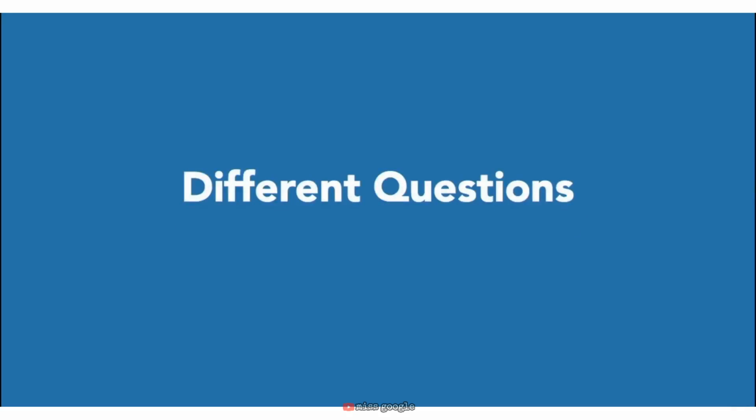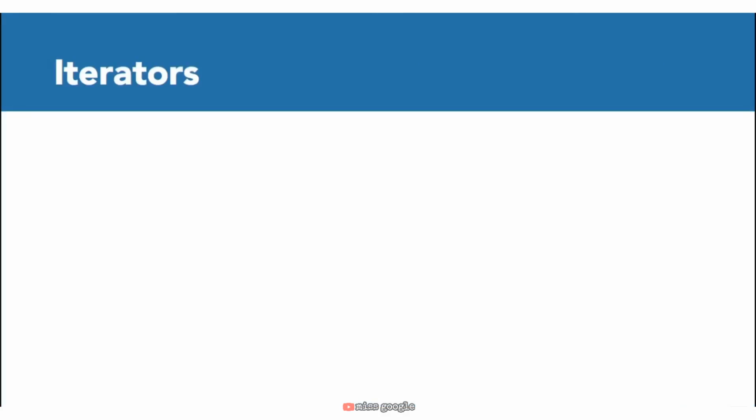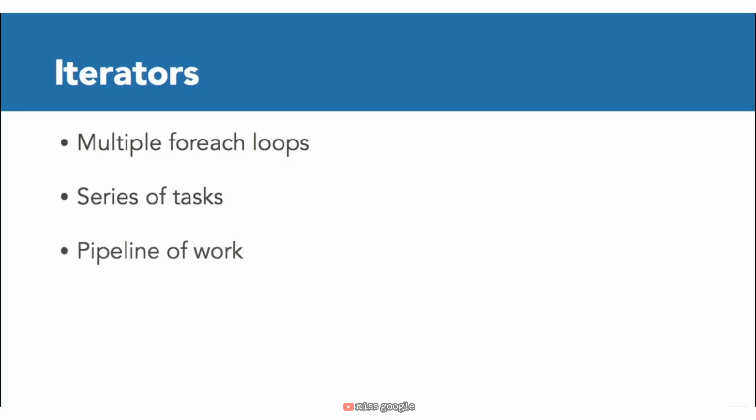Let's ask a different question. Do you often have multiple foreach loops that you have to execute over a collection of data on different files? Say you have a series of steps that you have to perform for a set of data returned from the database. Probably at some point you have had this exact type of problem. Anytime you think yes to those types of questions, do I have multiple foreach loops, a series of tasks, or a pipeline of work, think about looking to an iterator to do that type of work. Iterators are great at these types of problems.